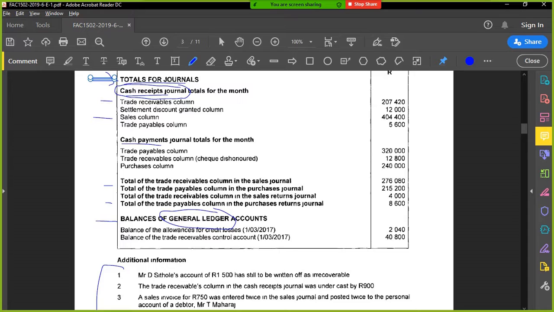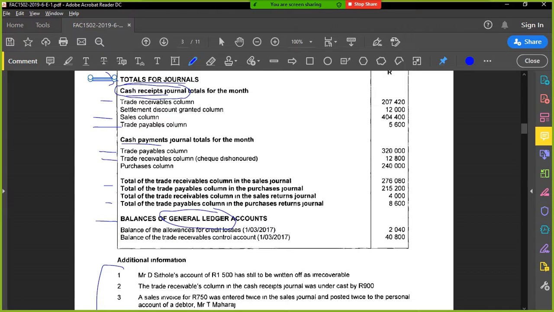Will the sales column in the cash receipts journal affect my debtors? No, that's cash sales. Will the trade payables column in my cash receipts journal affect my debtors? Possibly? I'm not sure. How can a creditor affect a debtor? Oh, right. No. Cash payments journal totals for the month. Trade payables. Will the trade payables affect my debtors? No.